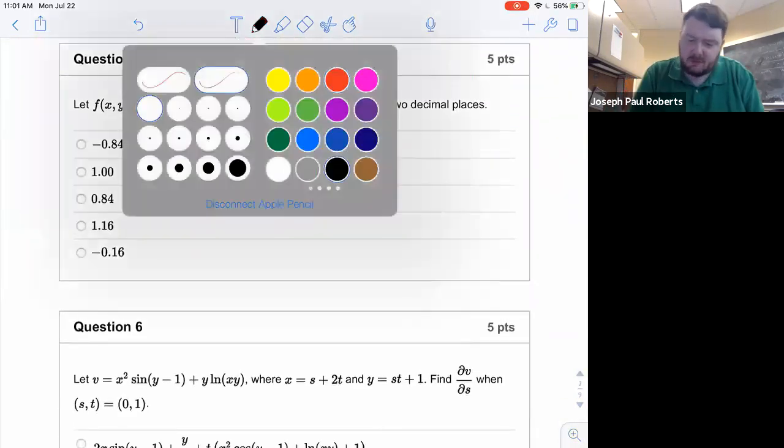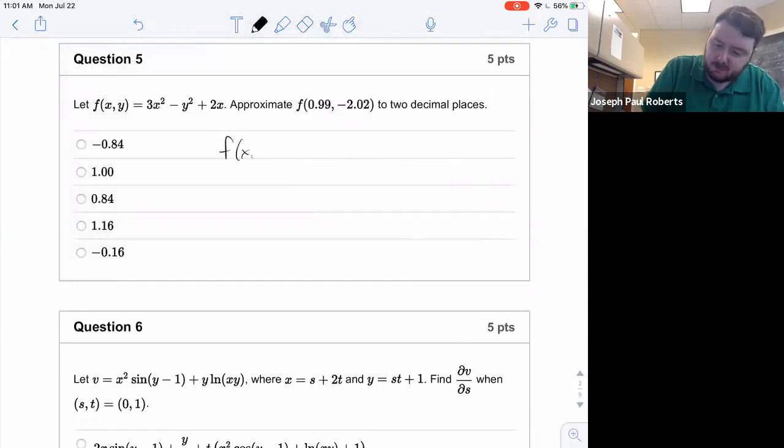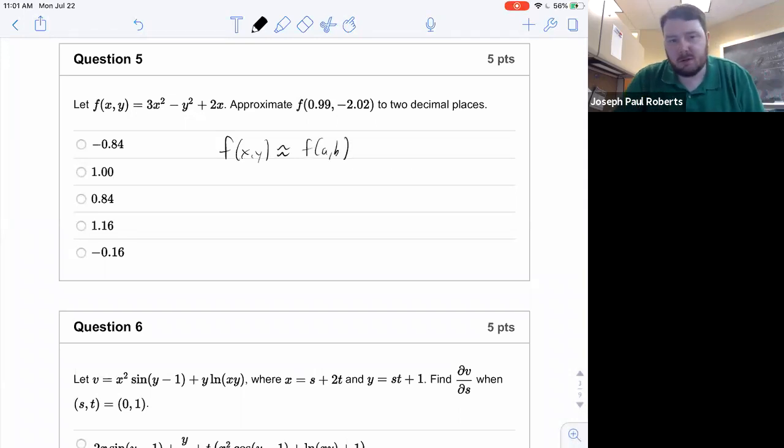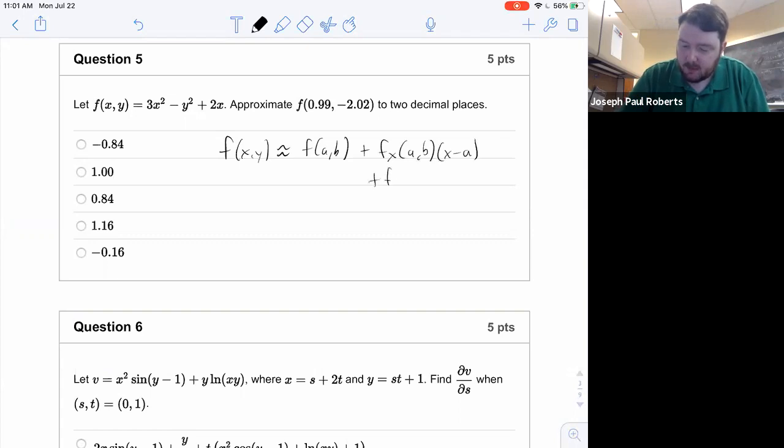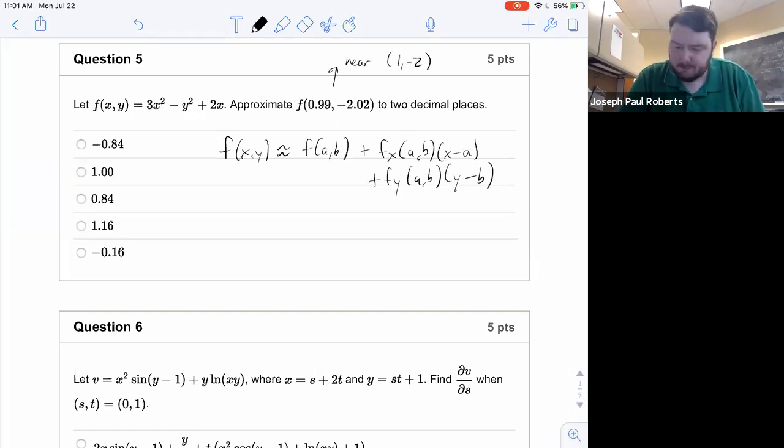Okay, so then linear approximation is pretty much the same idea as the tangent plane. The idea is that for x y close to a b, a 0th order approximation would be that f of x y is pretty much f of a b, but then we can correct that with first derivative effects. So we could add in the x partial times x minus a plus the y partial times y minus b. And so the idea is that you're supposed to look at this point here, that this is near the point 1, minus 2, right? 0.99 is pretty much 1, minus 2.02 is pretty much negative 2.